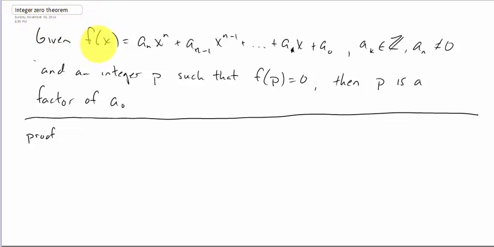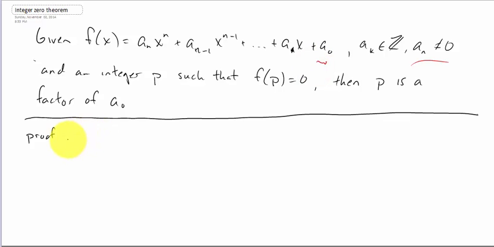It says given a polynomial f of x, there's our normal generic polynomial f of x, where a sub k is an element of the integers. So we're talking about polynomials with integer coefficients and a leading coefficient that is not zero, and an integer p such that f of p equals 0. Then p is a factor of the constant term. So what we know is that there is a value p, an integer, such that f of p is 0. So p is a 0 of this polynomial, and if there's a 0, then p has to be a factor of that. Okay, so let's prove it.